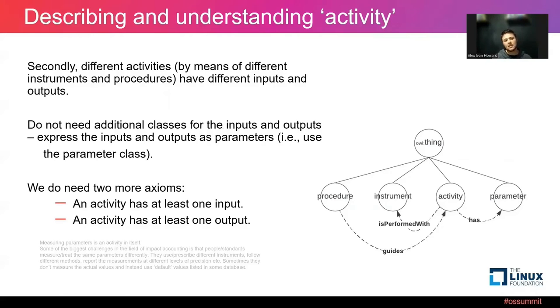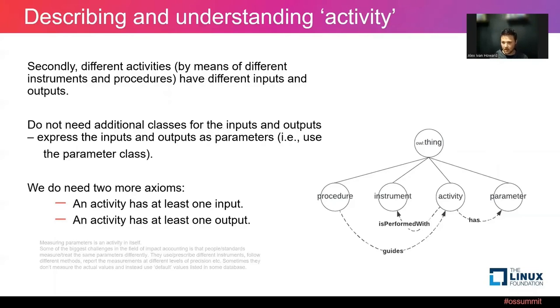Now, to capture these inputs and outputs in our ontology, we do not need different classes. We can use the parameter class for that. But we do have to add at least two more axioms, namely the following. An activity has at least one input, and an activity has at least one output.